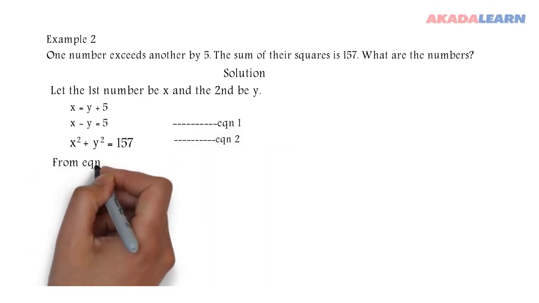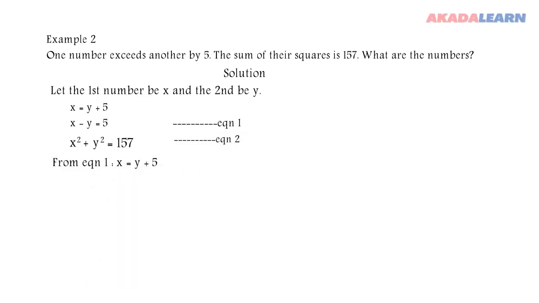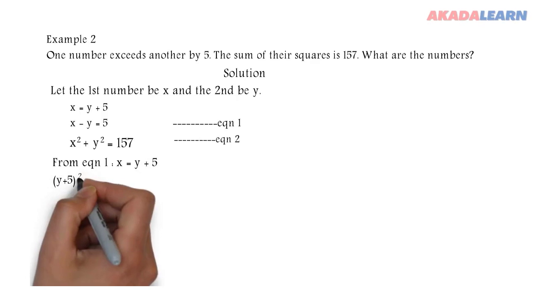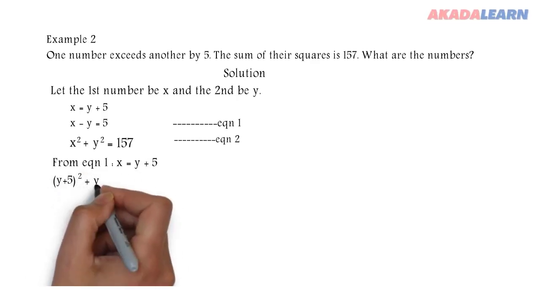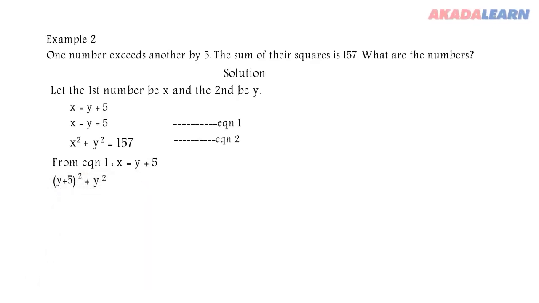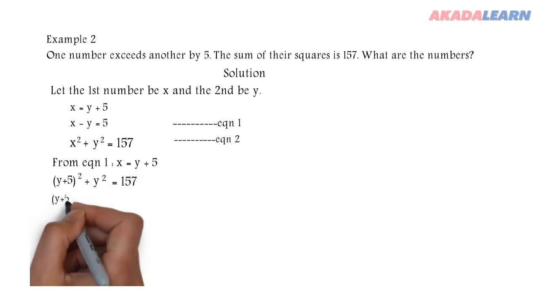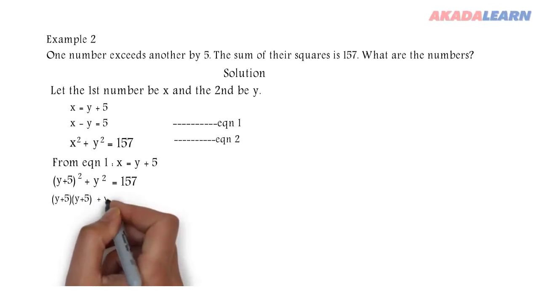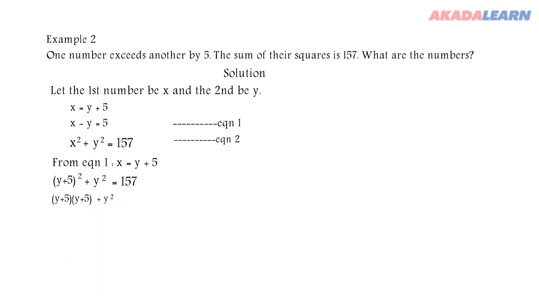Now from equation 1, we can make x the subject of the formula. So we have x equals y plus 5. We substitute this value into equation 2. So we have that. So let's expand the first bracket there. So y plus 5 squared means y plus 5 times y plus 5. So let's expand the first bracket.